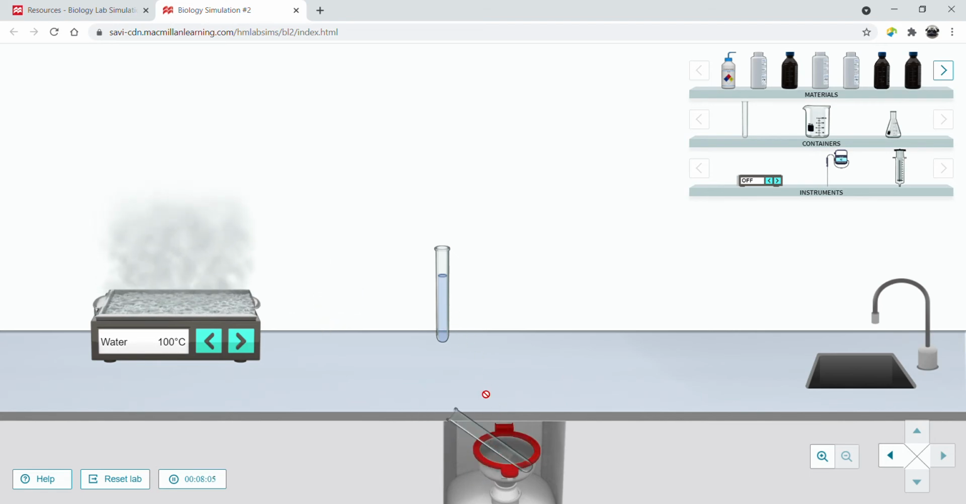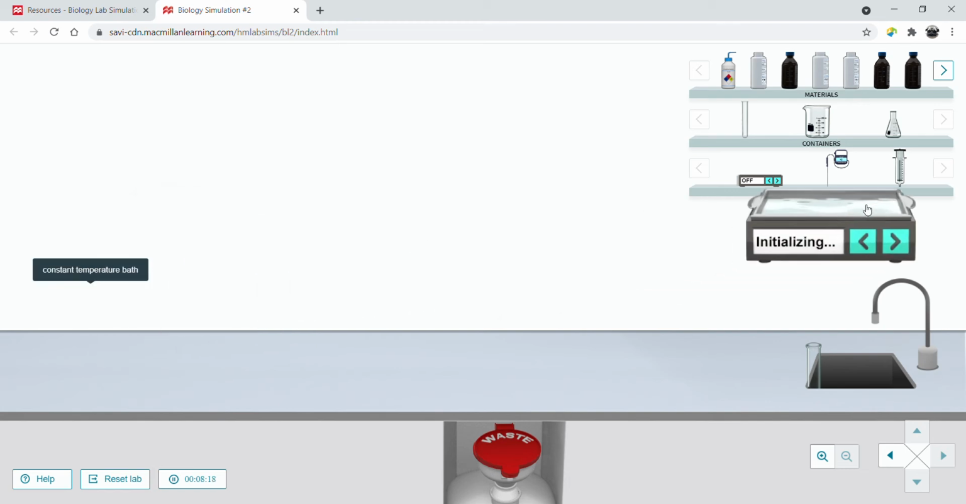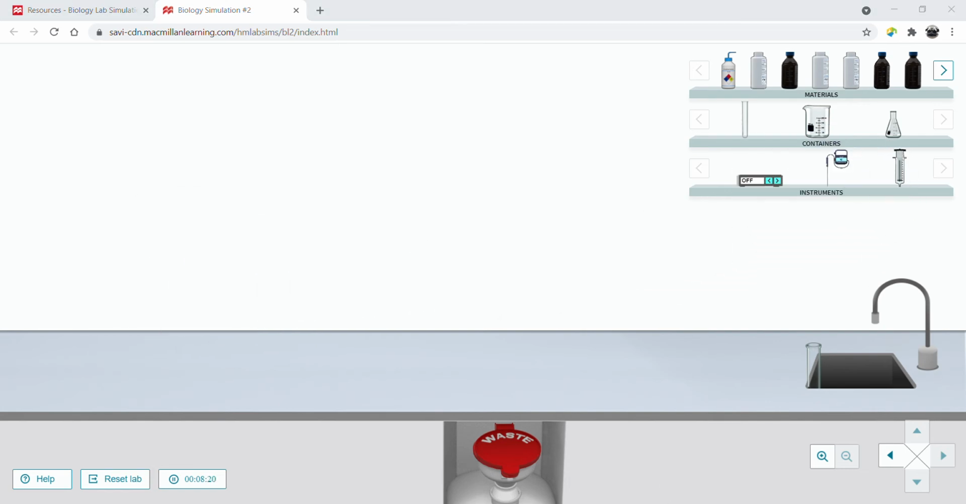All right, let's dump these in the waste. All right, we're going to put them in the sink. There we go. Put the hot water bath. We're going to use you later. Okay, so let's go to experiment number 2 for starch. Here's table 2. You're going to fill that out.